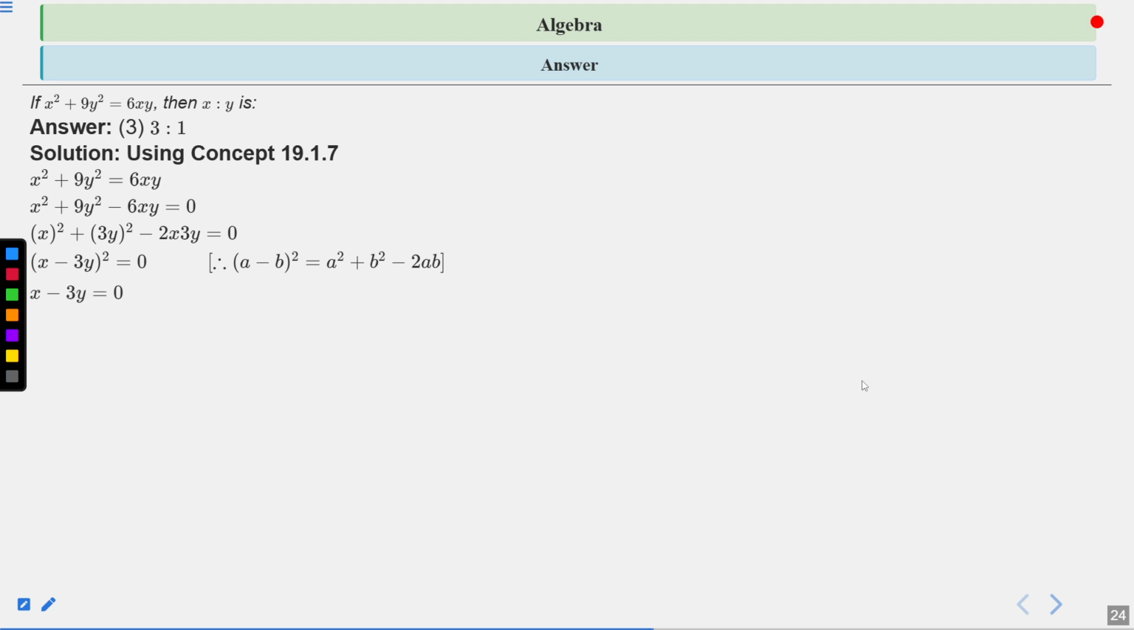Now x minus 3y equals 0. So we can say that x equals 3y, or x upon y equals 3 upon 1. So the ratio of x to y will become 3:1. So the third one is the correct answer of this question. Next one.